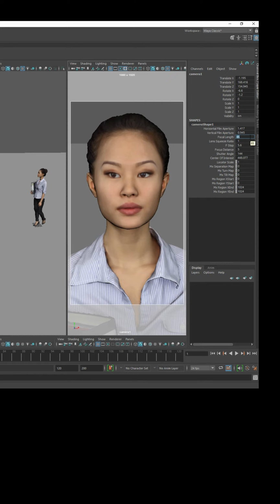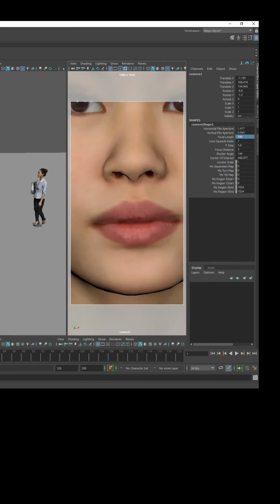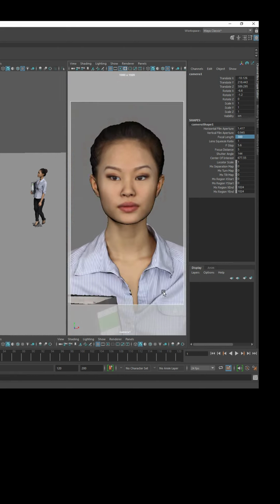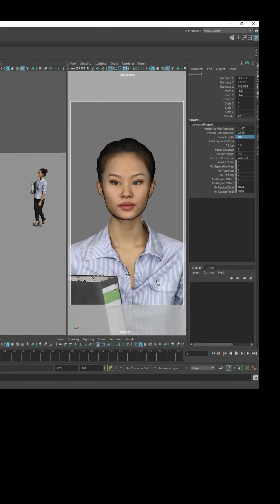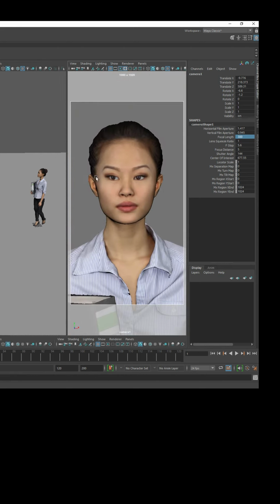If we were to go to a 300mm lens, that would again force us to back up substantially. And when we do that, you can see that we see much more of the side of her head.